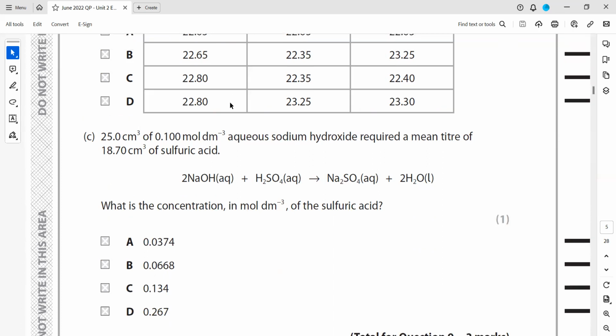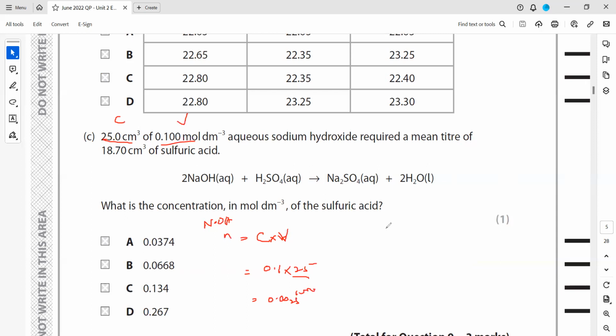Then 25 cm cube of 0.1 mole per dm cube sodium hydroxide. The mean titre was 18.7. What is the concentration? So we have the volume and we have the concentration. First we'll find the moles of sodium hydroxide. Concentration times volume will give us the moles of sodium hydroxide. Concentration is 0.1 and the volume is 25 divided by 1000. So 0.0025.